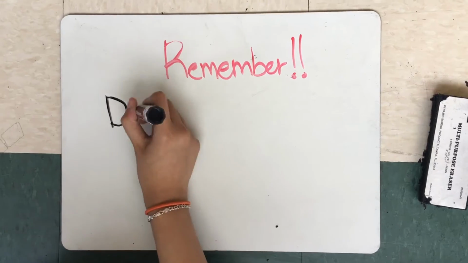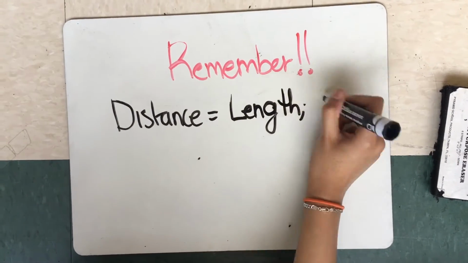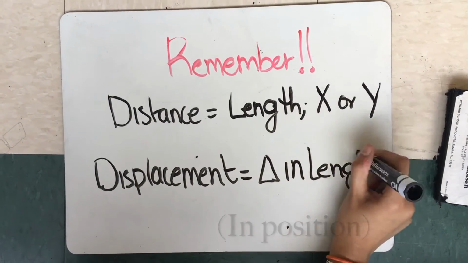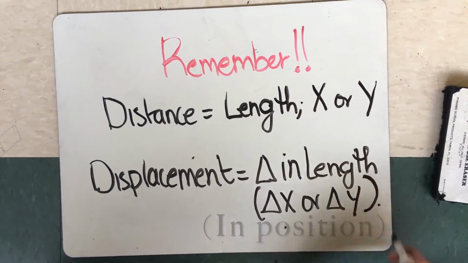Remember! Distance is the total length traveled horizontally and vertically. However, displacement is simply the change in position.